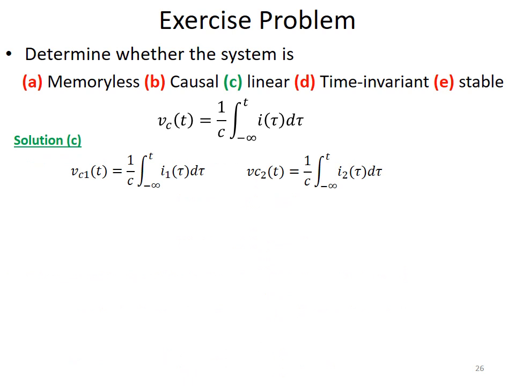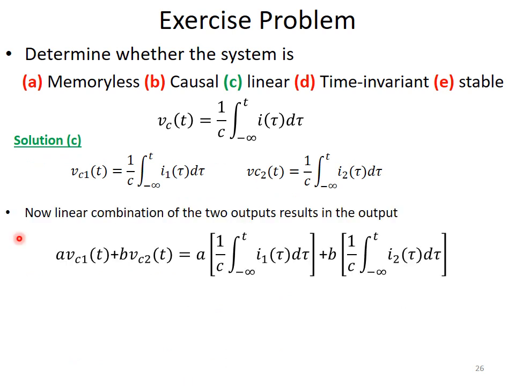Now let's see what linear combination of two outputs produces, right? So A Vc1 of t plus B Vc2 of t is equal to A times Vc1 of t, which is equal to this, plus B times Vc2 of t, which is equal to this. So in both cases we can see that the result is the same, right? So linear combination of inputs produces the same result as the linear combination of two outputs. Therefore the given system is linear.